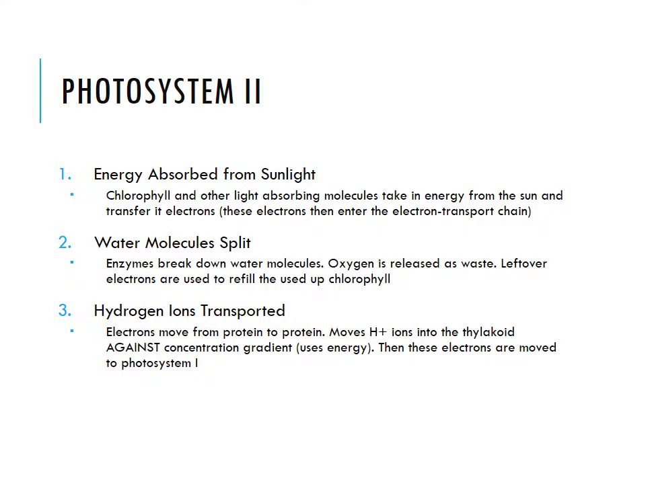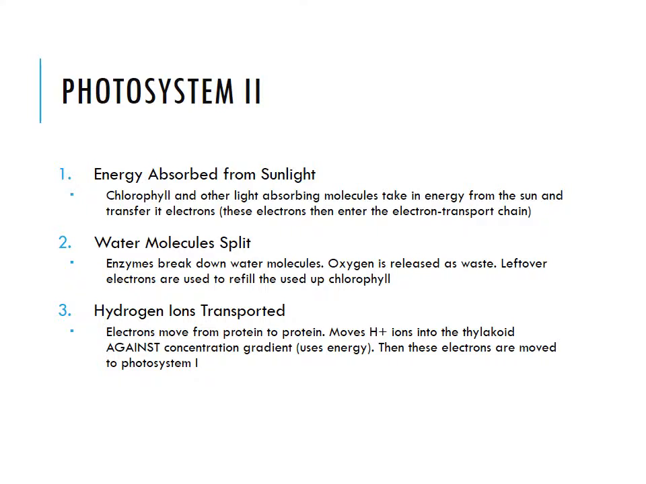So photosystem 2, once again, not photosystem 1, we start with photosystem 2. The thing you got to know is that energy gets absorbed from the sun. The chlorophyll, and there are other light absorbing molecules, take in the energy from the sun and transfer it to electrons. Now these electrons then enter the electron transport chain. I'm not going to go crazy into that, but basically on the membrane of the thylakoid, we can move around electrons to change how these molecules and ions flow through the membrane, using active transport, which we talked about last section, and we can make this energy process happen.